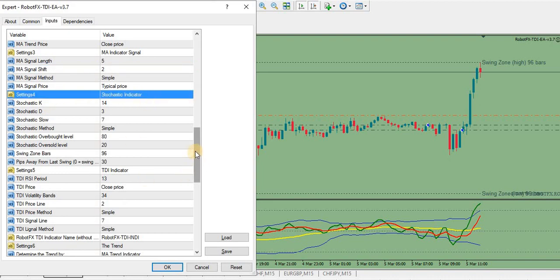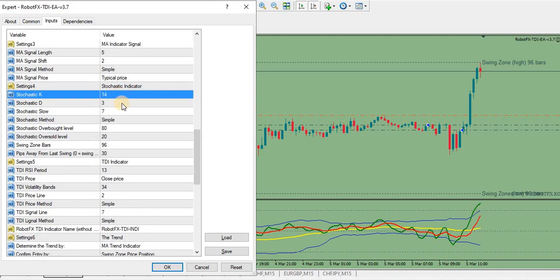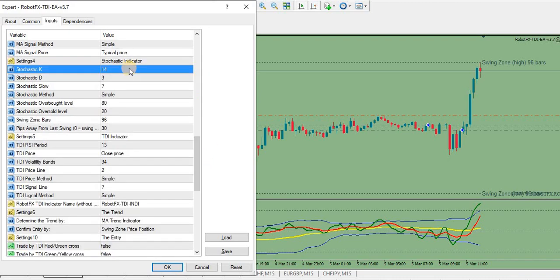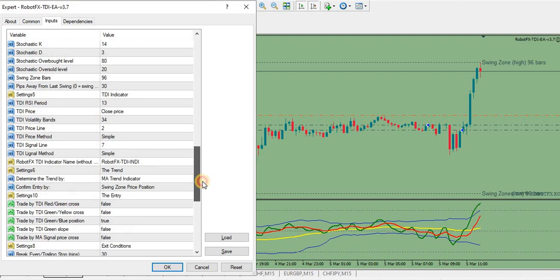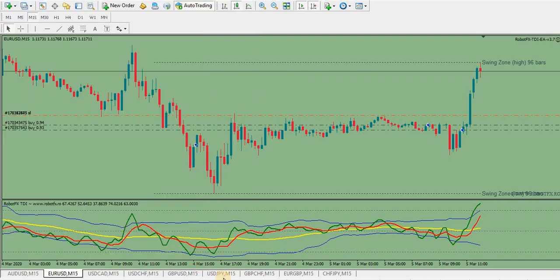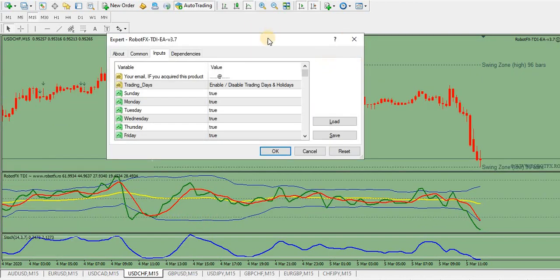Next, there is the stochastic indicator. The stochastic indicator can be used to restrict trades and also exit trades. These are the same settings that it uses, so it's quite general. 1437, the method is simple. Overbought, oversold levels are the default ones. Maybe I can find a chart where the stochastic is applied already. Here it is.